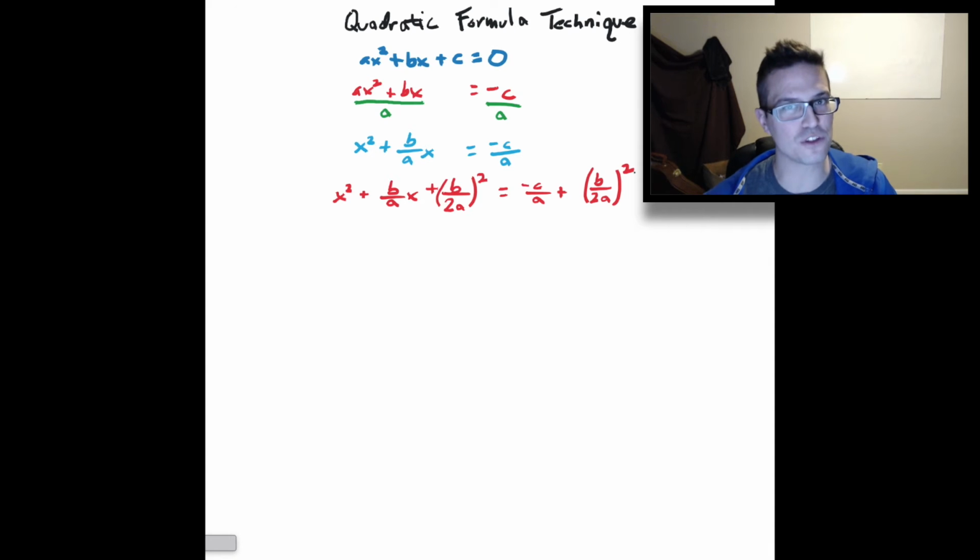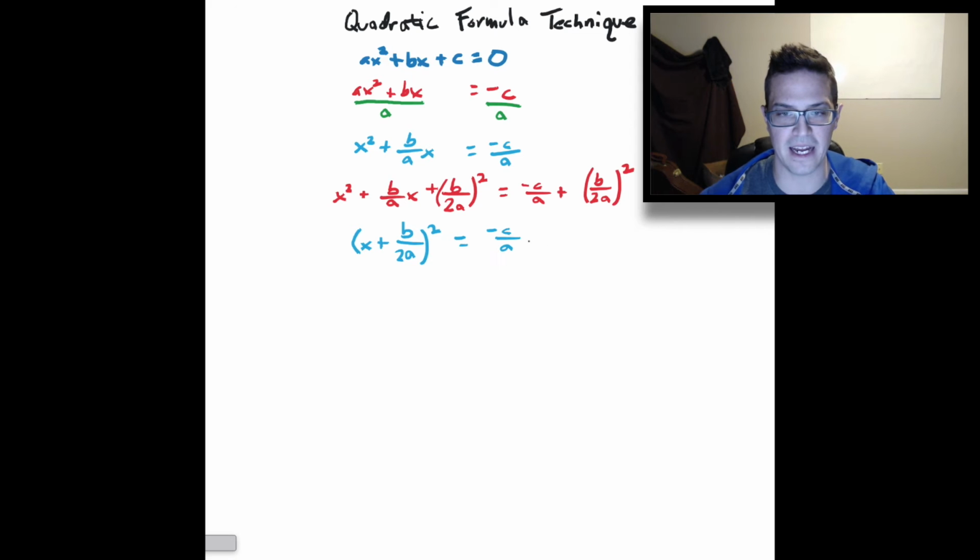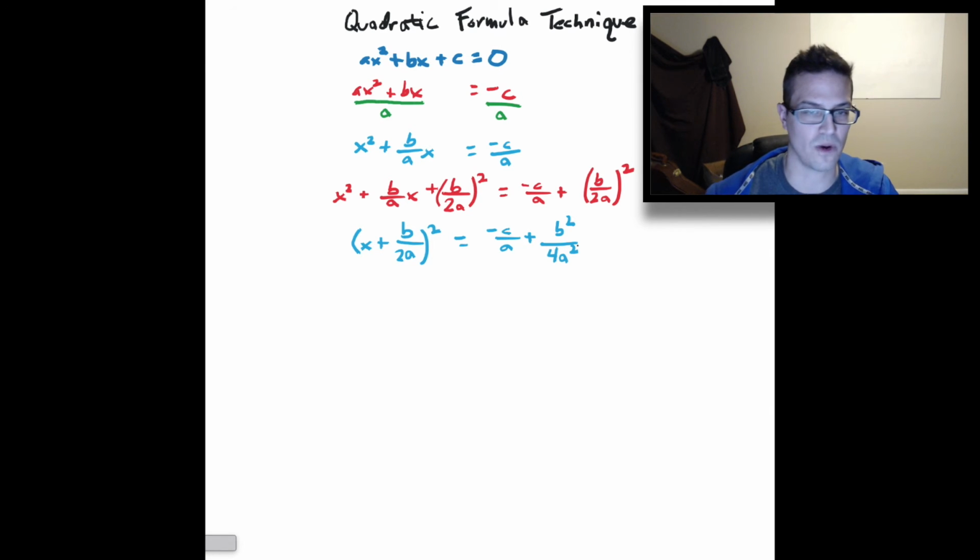Okay, so now I have a perfect square on the left. So what I'm going to do is write that as a perfect square polynomial. So I'm just going to do x plus, now it's going to be whatever this middle term is divided by 2. So it's going to be b divided by 2a. This quantity squared is equal to, okay, this side right here, I'm just going to simplify it. So c over a, and then this is going to be plus b squared all over 4a squared. Basically I squared this b, I squared the 2a to get 2 squared is 4, a squared is a squared. Okay, so everything is simplified as it is currently right now.